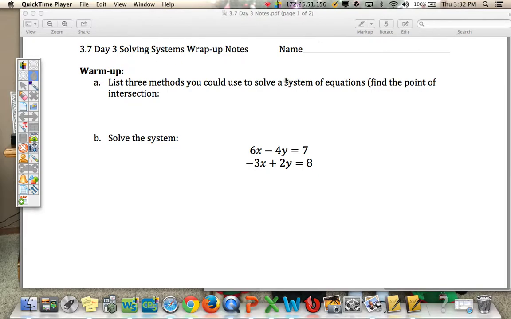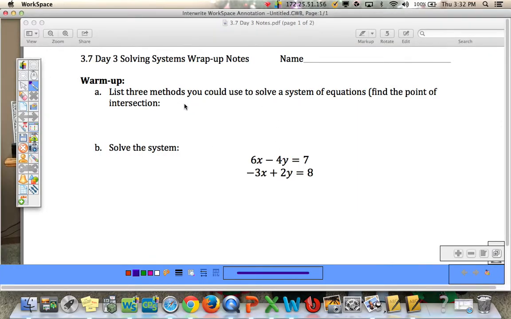We spent the last few days looking at how you can solve a system of linear equations. And so for the warm-up, let's review. List 3 methods you could use to solve a system of equations, finding the point of intersection. The first one we did was graphing. The second one was substitution. And then there was elimination.